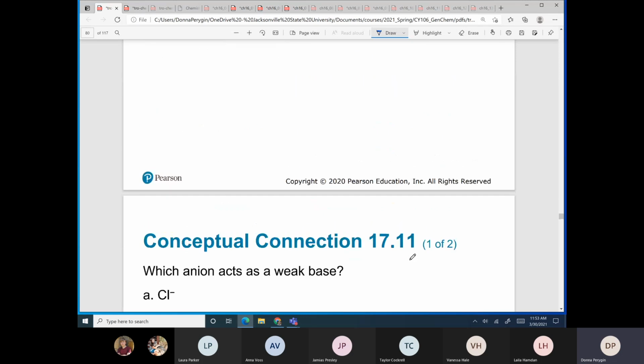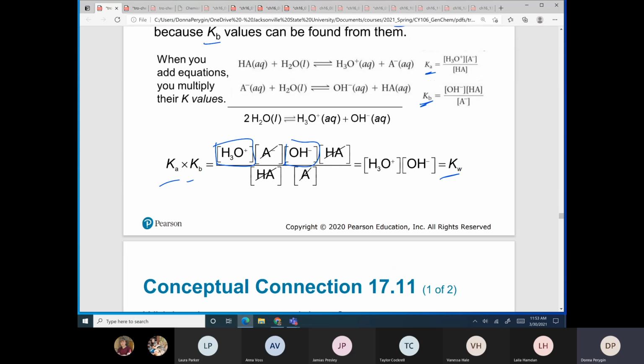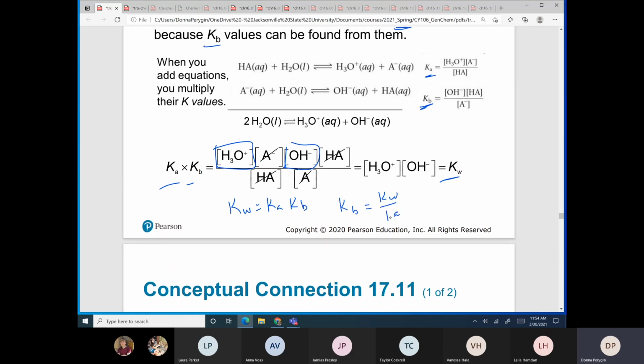Okay, so we're going to work some problems with that. So Kw is equal to Ka times Kb. Let me write that down. Kw equals Ka times Kb. So Kb is equal to Kw over Ka. So you can solve for your Kb if you know your Ka.